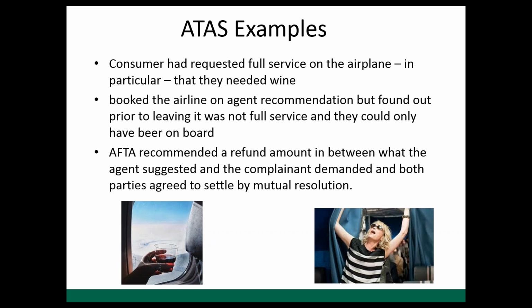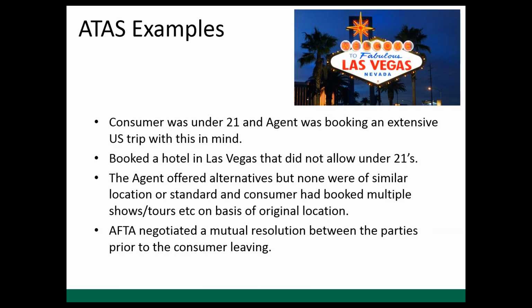Okay. Another ATAS example is a couple of young guys who were travelling around America. The agent was well aware they were under 21. In Las Vegas, they booked them a hotel, but the consumer found out that actually under 21s weren't allowed in that hotel.